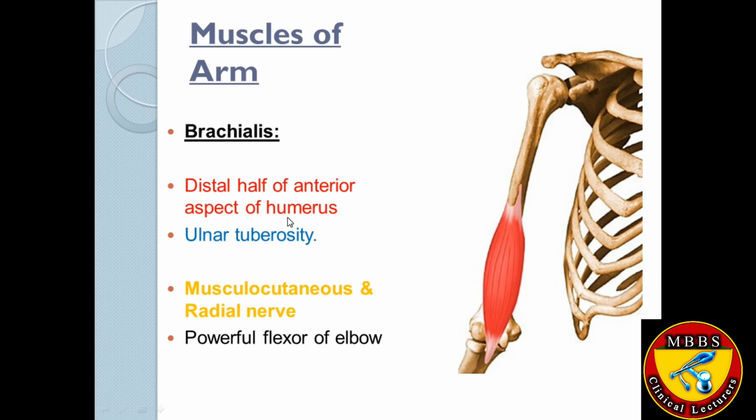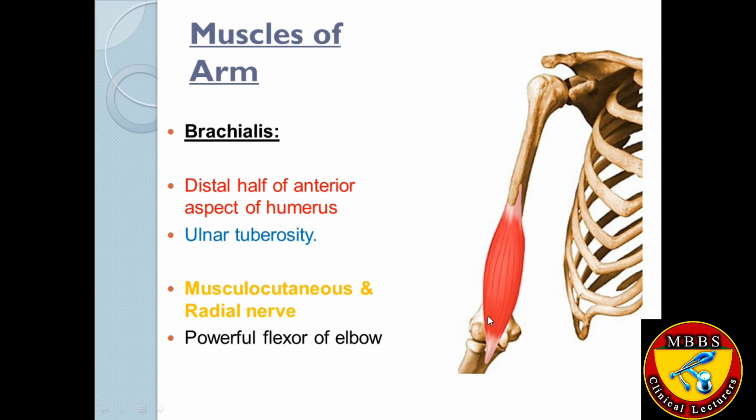The third muscle of the anterior compartment is the brachialis muscle. It arises from the distal half of the anterior aspect of the humerus, and it is inserted into the ulnar tuberosity. Now remember, biceps was inserted into the radial tuberosity.